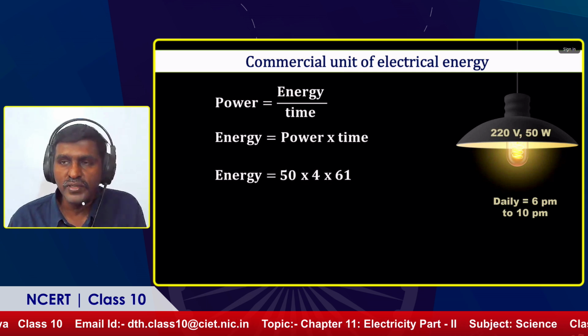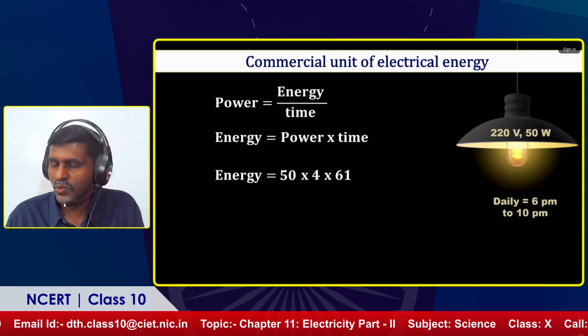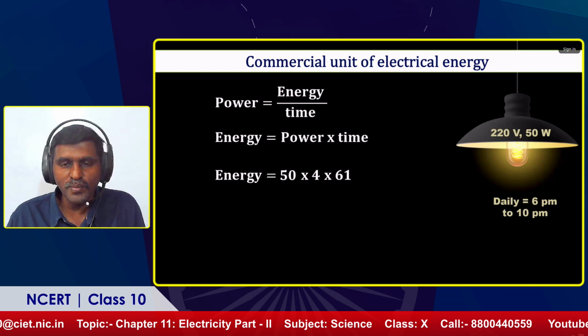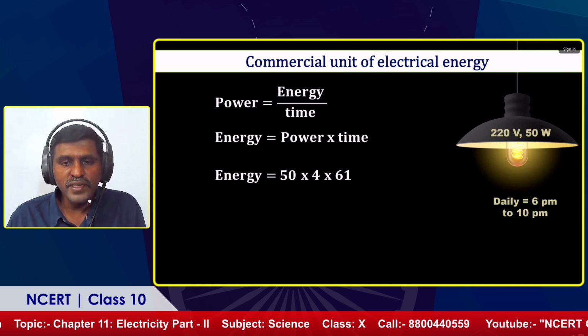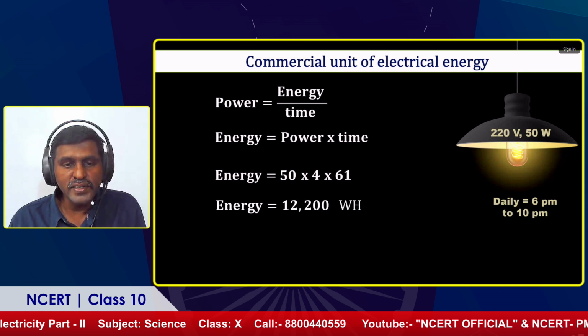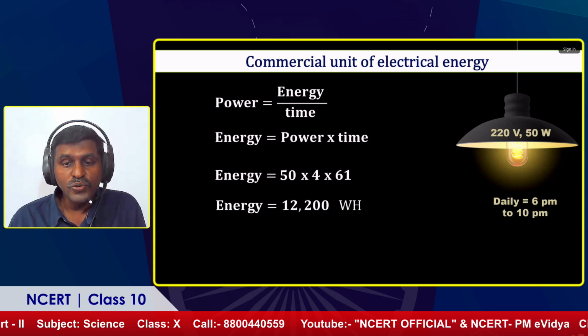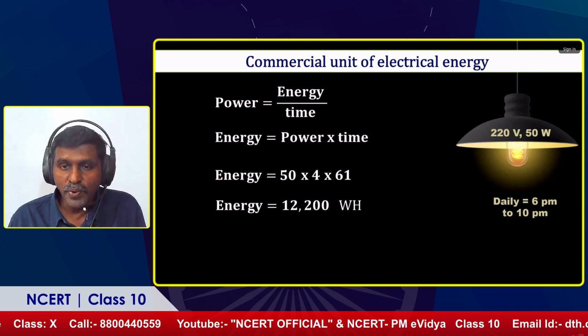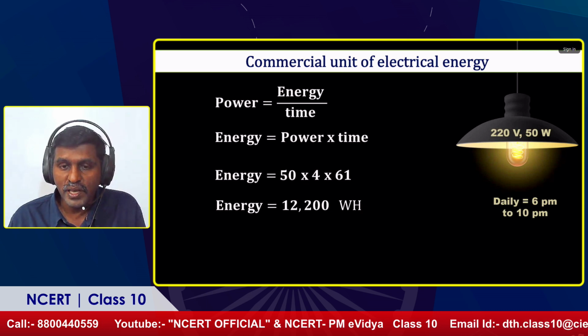In Tamil Nadu they are calculating the electricity bill once in two months. So I take 30 plus 31 days as 61. If it is February, then it will be reduced. So normally you take 2 months, it will come around 61. If you multiply this, you will get 12,200 watt hour.